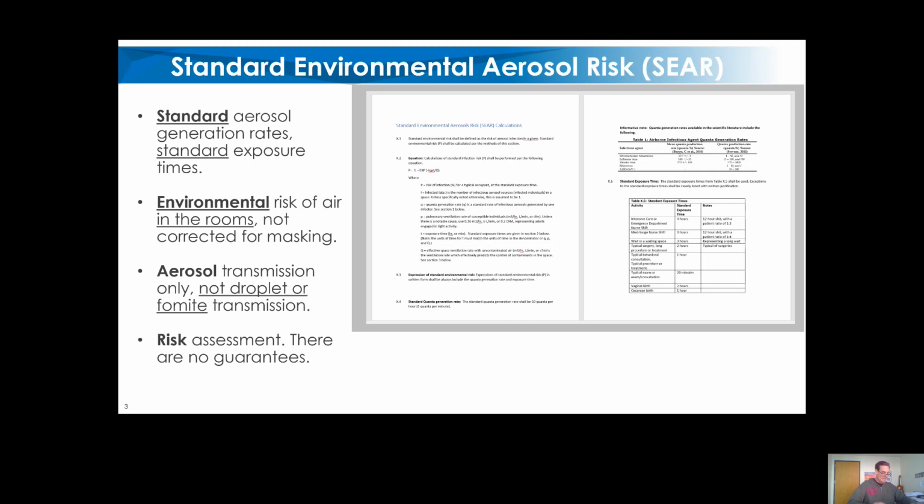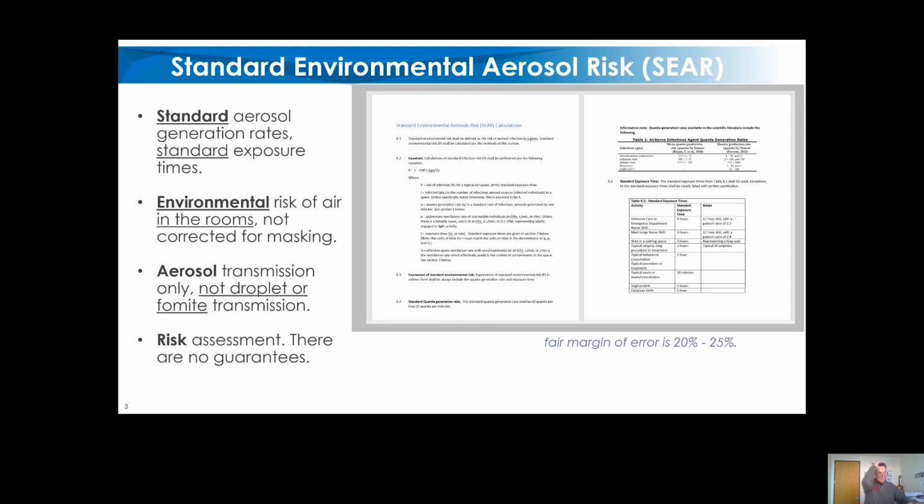Then the next tool here is the SEAR, the Standard Environmental Aerosol Risk Calculation. It's a long name, I know, but every word of that is a little bit important. First of all, aerosol generation rates and infectious doses vary from person to person. And so for a comparison, we have to have a standard generation infectious dose that we assume. Second, this is environmental risk, so it doesn't include personal protection, most importantly, masks. And then this is for aerosol risk only. HVAC systems and any of the iterations don't help with droplet or fomites.